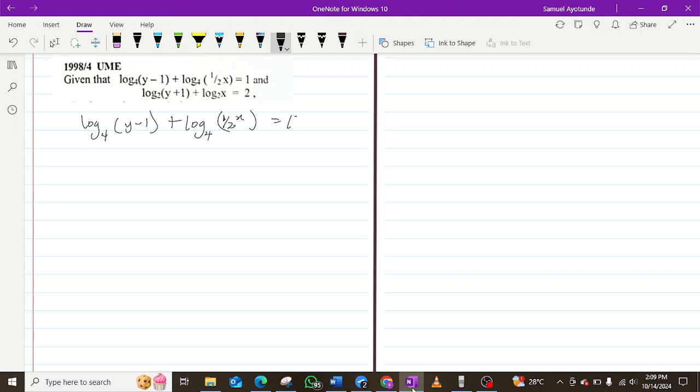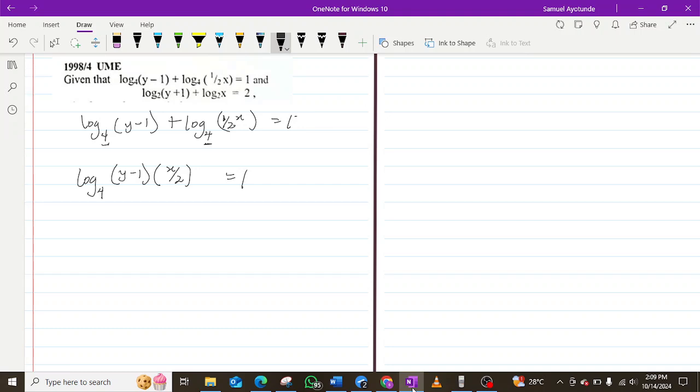So since the bases on both sides here are the same, I can apply the first law. With the first law, we write one of the bases while we multiply the arguments. So it will be y minus 1 times x over 2. This is the same thing as x over 2. Both equal 1.